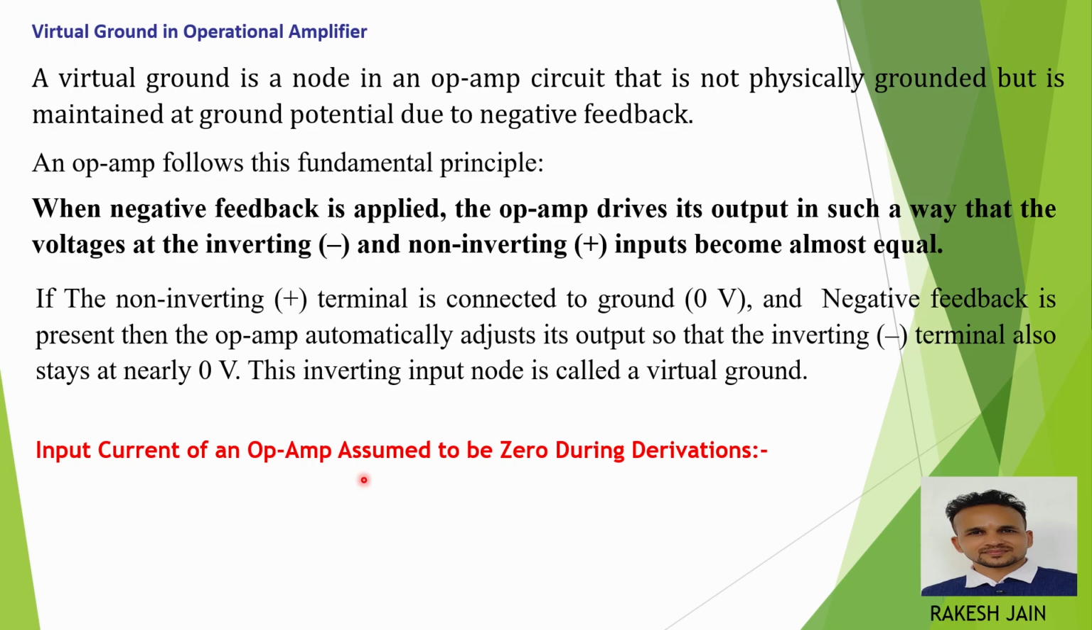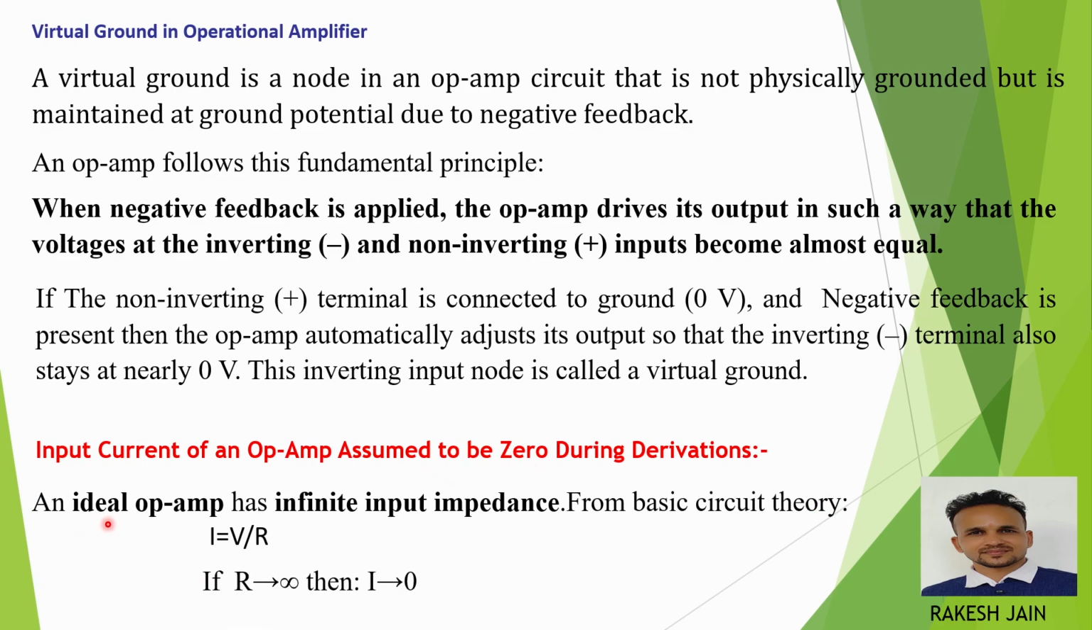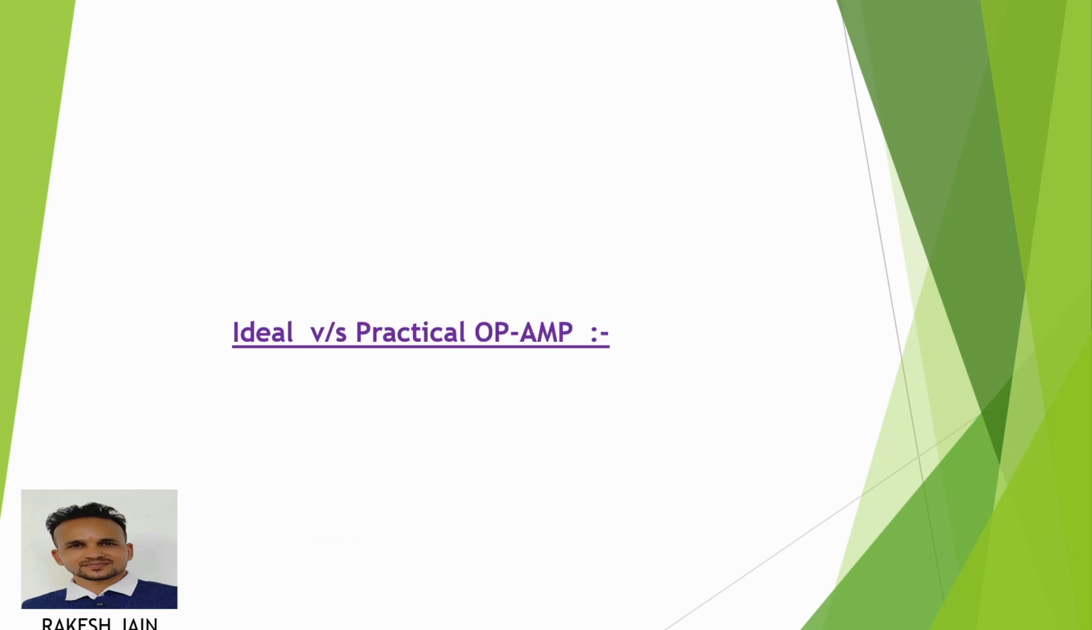Input current of an operational amplifier is assumed to be 0 during derivations. Why? Because an ideal operational amplifier has infinite input impedance. From basic circuit theory, we know I is equal to V by R. If R tends to infinity, that is input impedance is infinite, then I must be equal to 0. So from these two concepts, we will use them during derivations: the virtual ground concept, and the second one is input impedance is infinite so that the input current is 0.